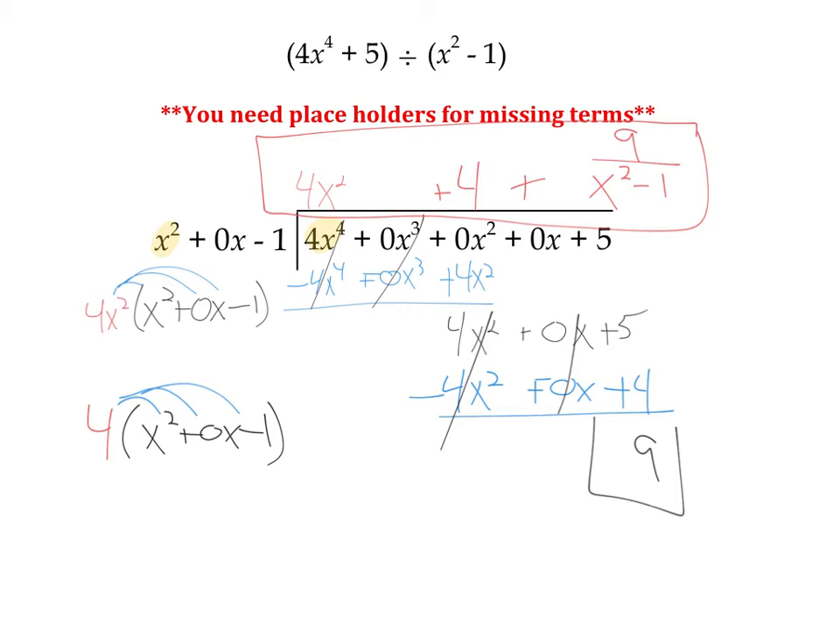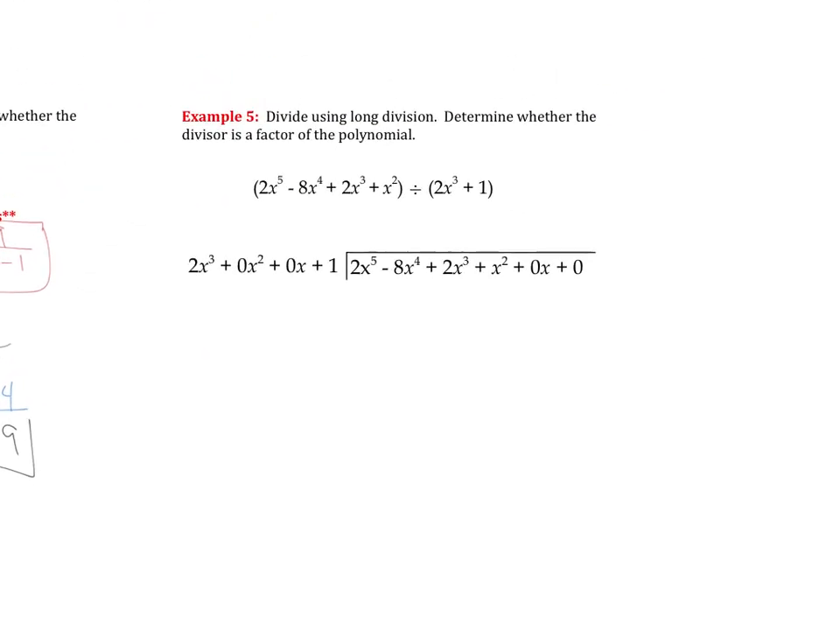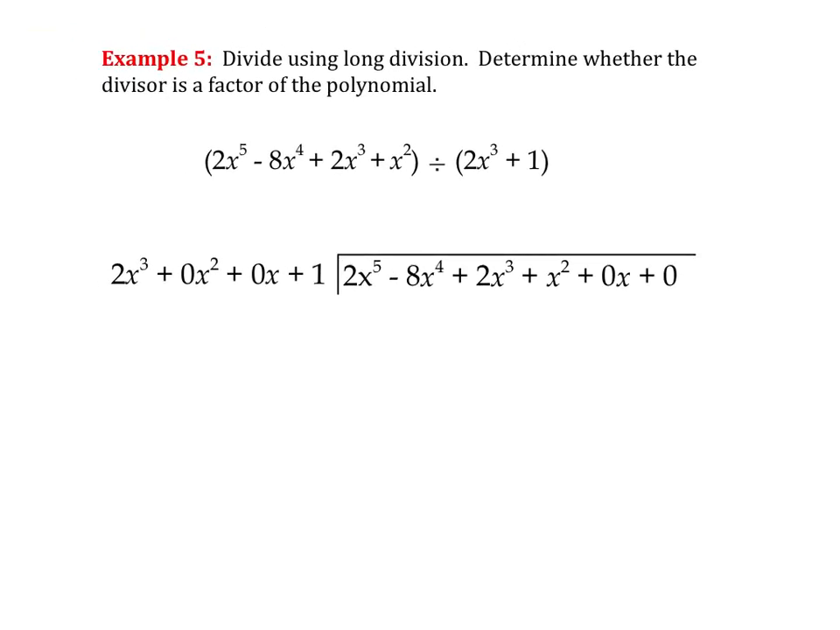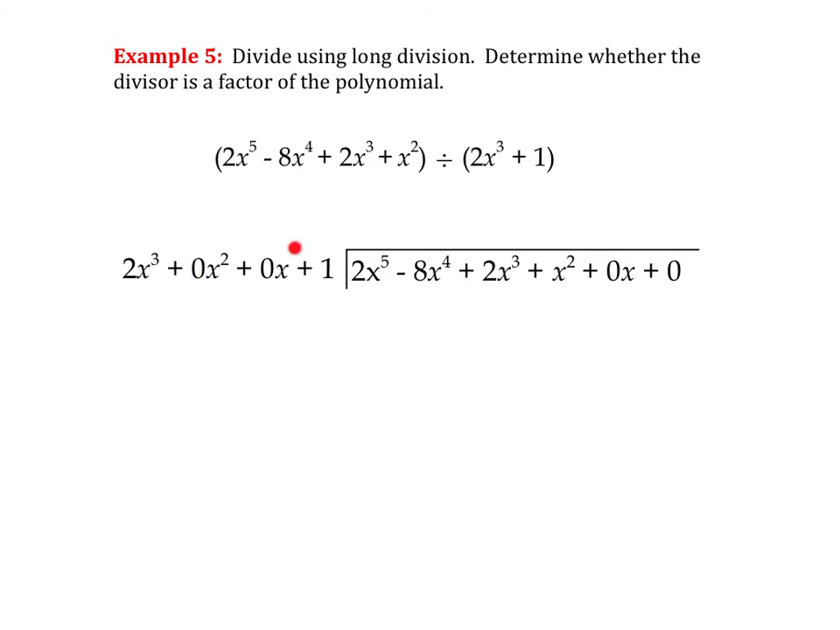Okay, last problem, home stretch, here we go. We've got 2x to the 5th minus 8x to the 4th plus 2x cubed plus x squared divided by 2x to the 3rd plus 1. There's a lot of missing terms, which is why there's a lot of zeros showing up. If you ever have a missing term, you gotta fill it in with zeros. Our exponents need to go in descending order, counting down by ones each time. All right, so first term.